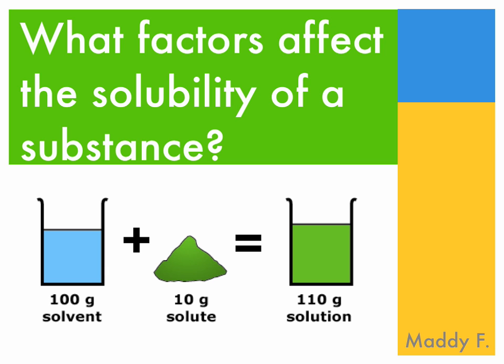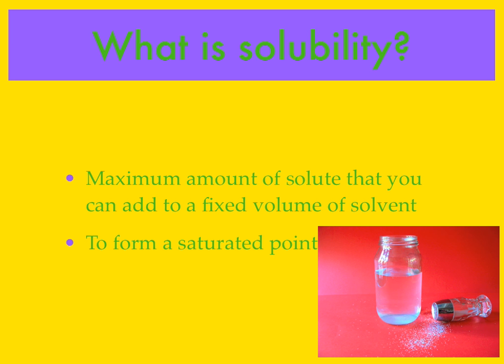What factors affect the solubility of a substance? What is solubility? Solubility is the maximum amount of solute that you can add to a fixed volume of solvent. It is the mass of solute that you can dissolve in a given amount of solvent. When no more solute can dissolve in a solvent, it forms the saturated point.